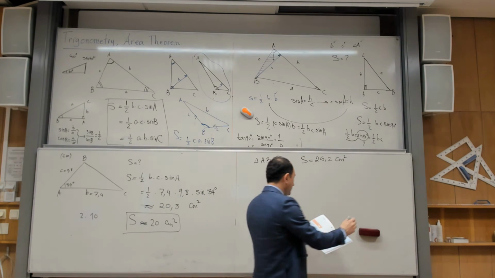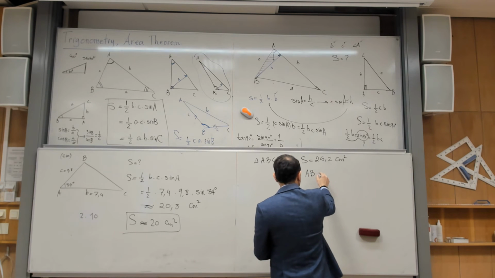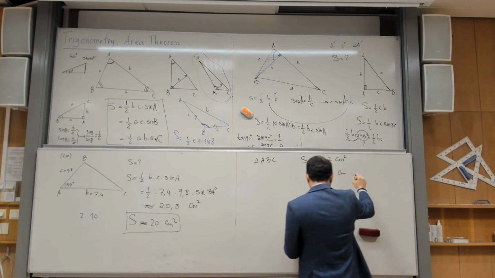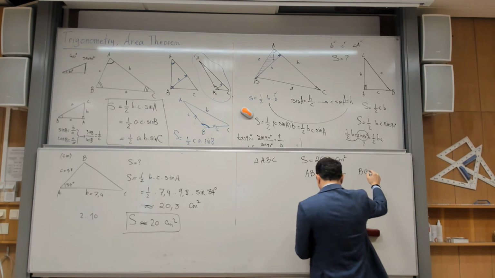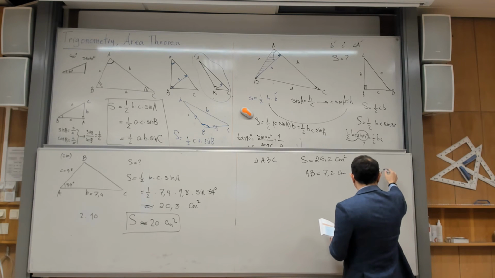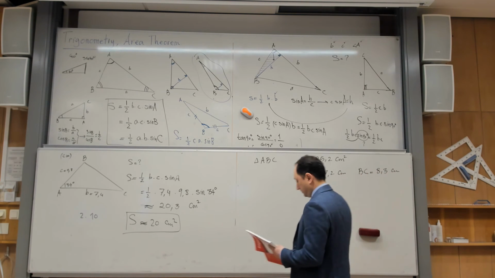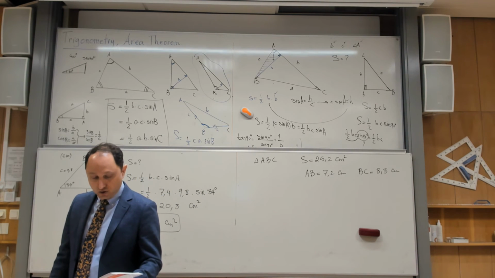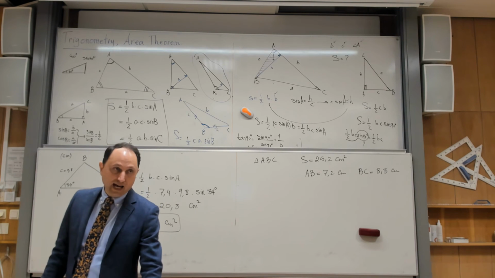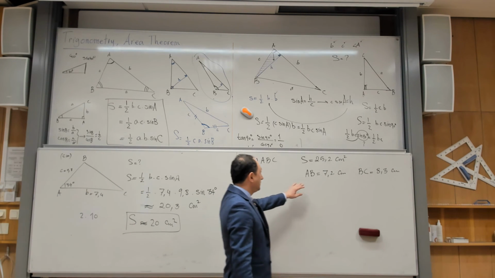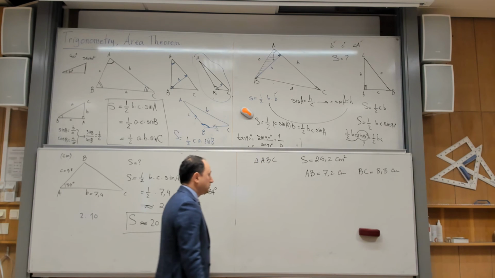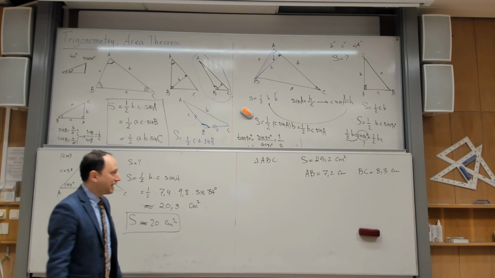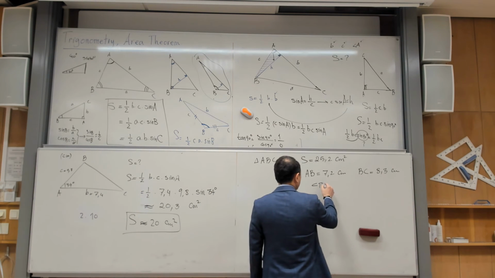We know that the side AB is equal to 7.2 centimeters. And we also know that side BC is equal to 8.3 centimeters. Determine the angle between these two sides. Which angle is that? Can you tell me? AB and BC is B. So we want to find the angle between them. So this means that the angle B is wanted.